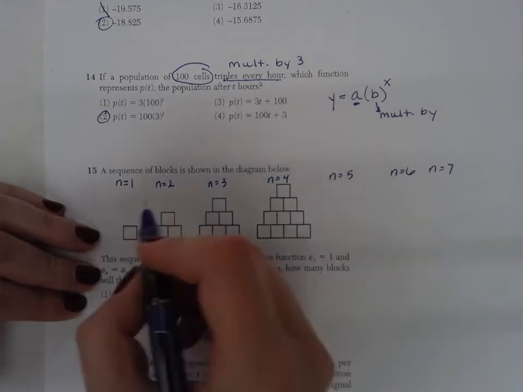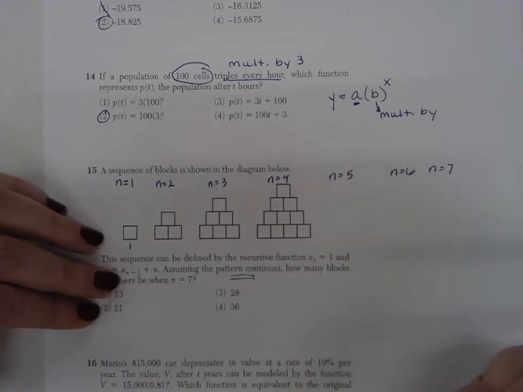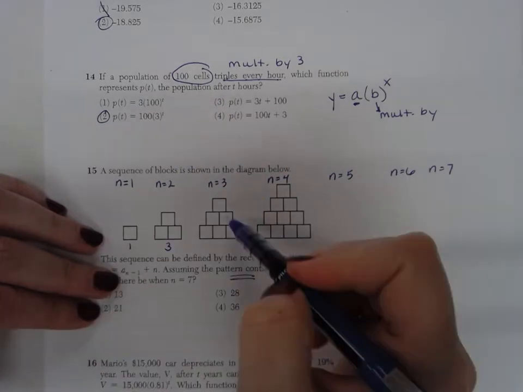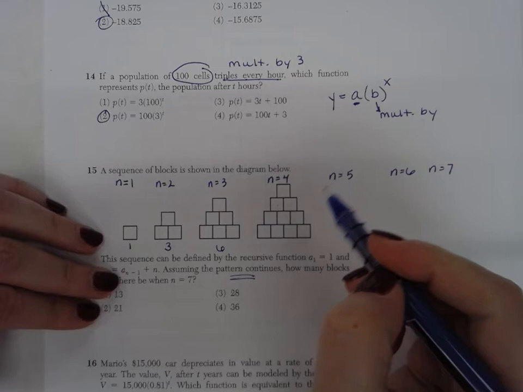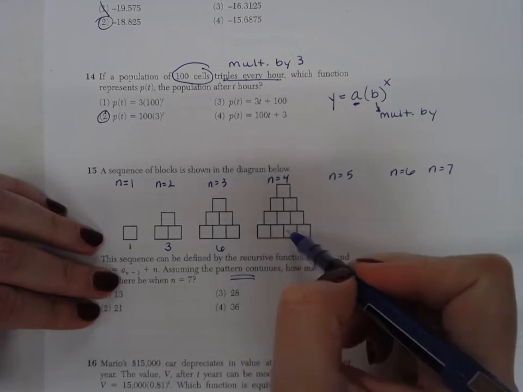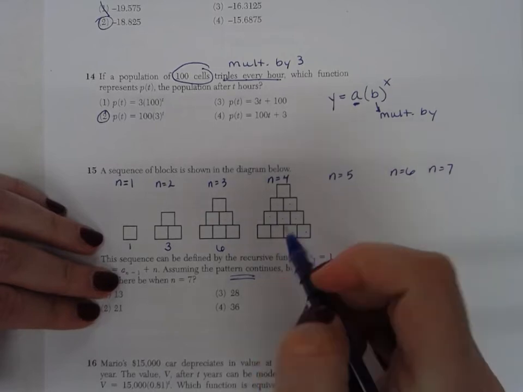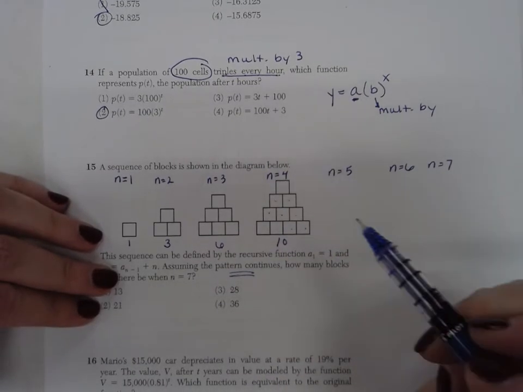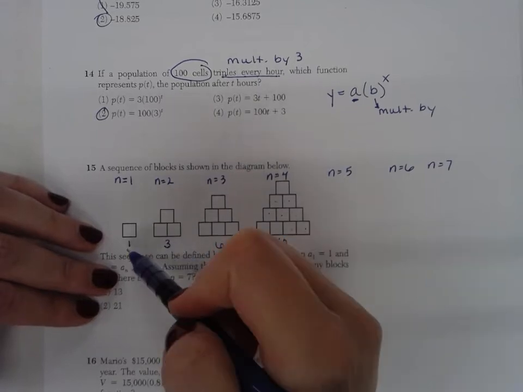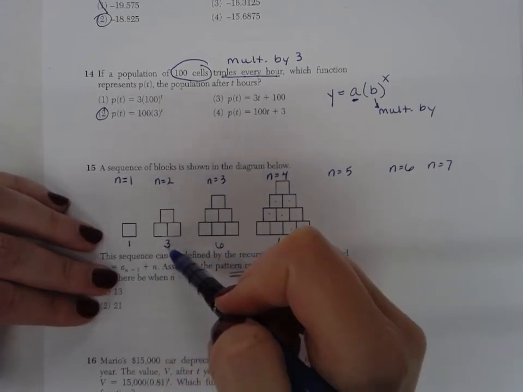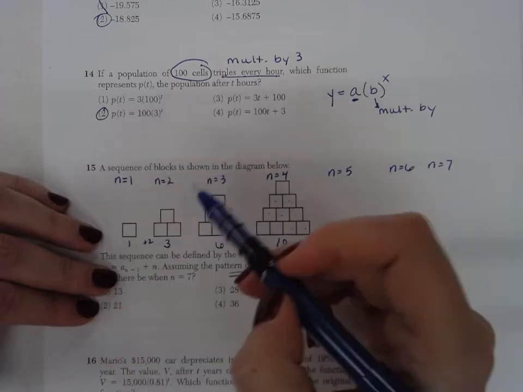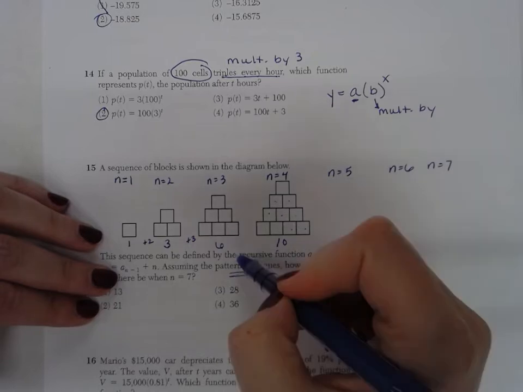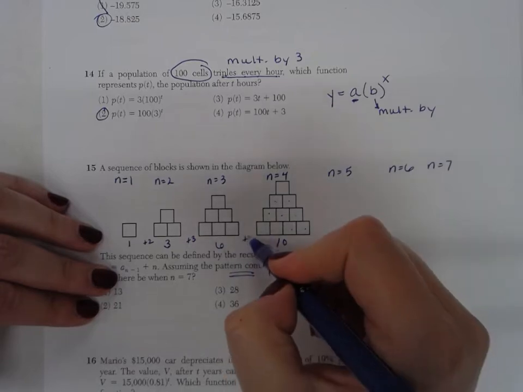Well, here I have 1 block. Here I have 3 blocks. Here I have 6 blocks. And here I have 1, 2, 3, 4, 5, 6, 7, 8, 9, 10. 10 blocks. So I want to look for the pattern. Well, to get from 1 to 3, I'm adding 2. To get from 3 to 6, I'm adding 3. To get from 6 to 10, I'm adding 4.